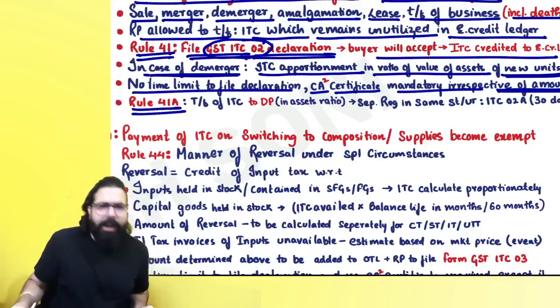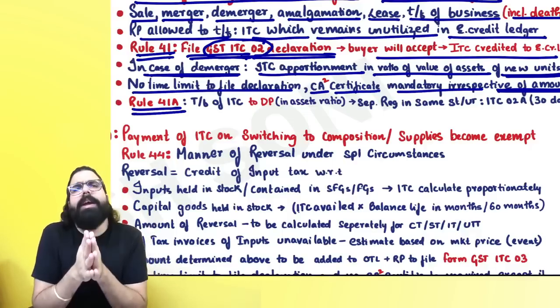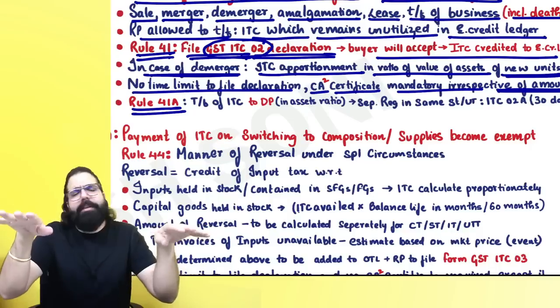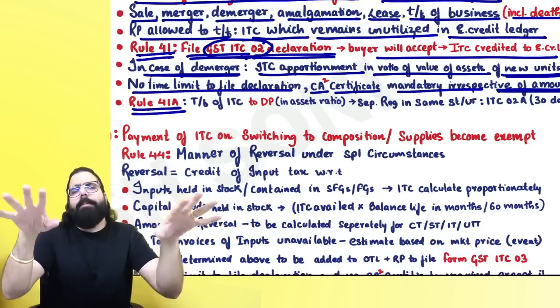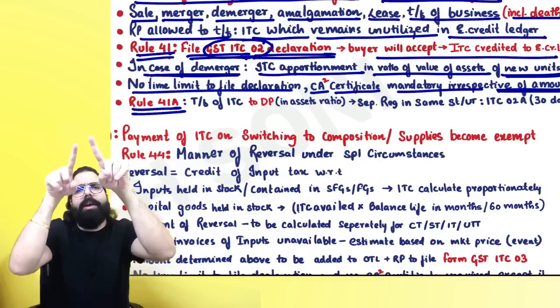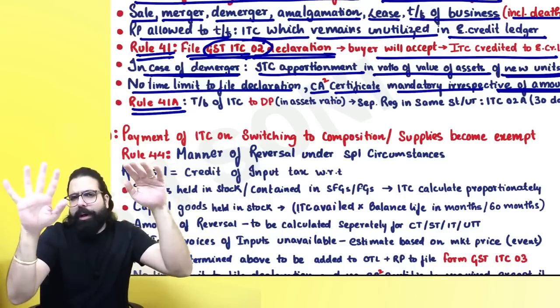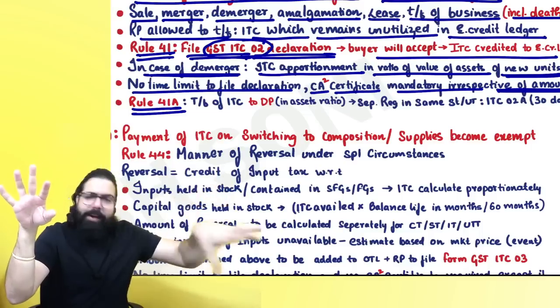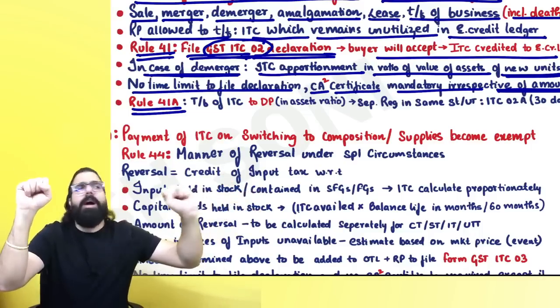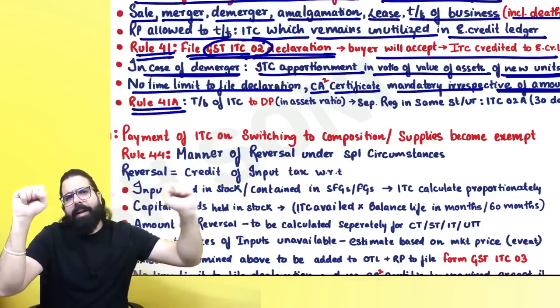Here one more rule is there. Supposing in one state I had two places of business, one was principal, one was additional place of business. It means it had only one registration. One registration means one e-credit ledger. Now what happened, both were already registered. For this additional place of business, I took a separate registration. Then now this additional place of business has a separate e-credit ledger.